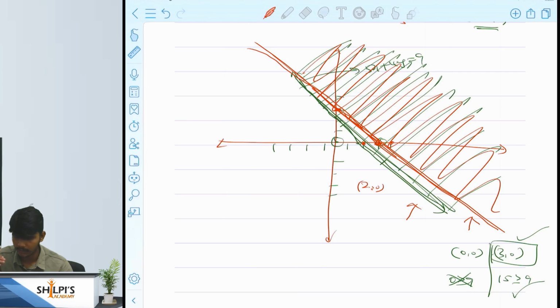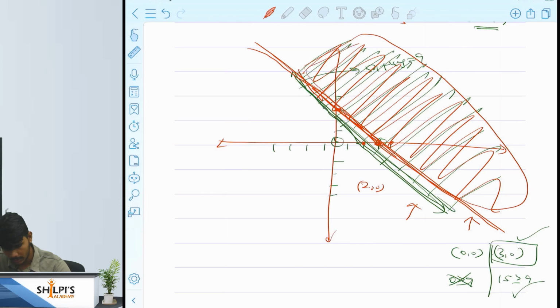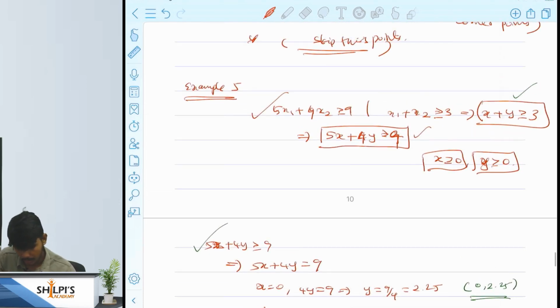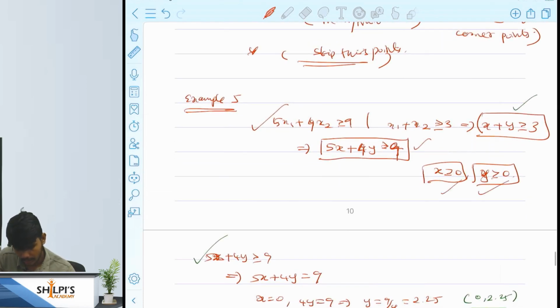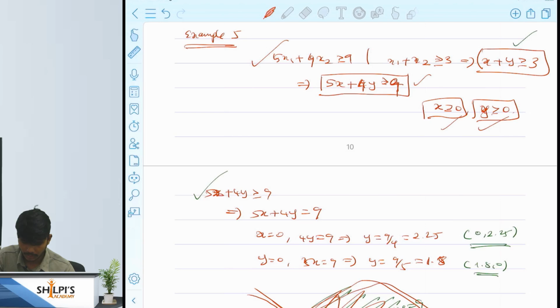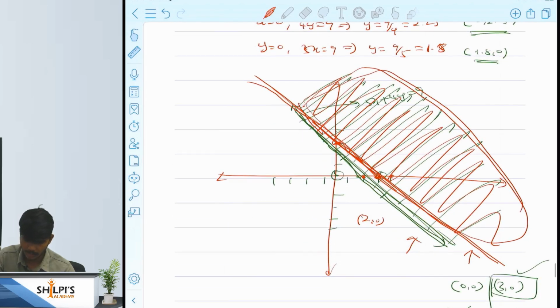For green and red, they are having intersection in this particular part. So this is the common region. As of now this is a common region for these two lines, and I want to create or plot these two graphs also, x greater than or equal to 0.